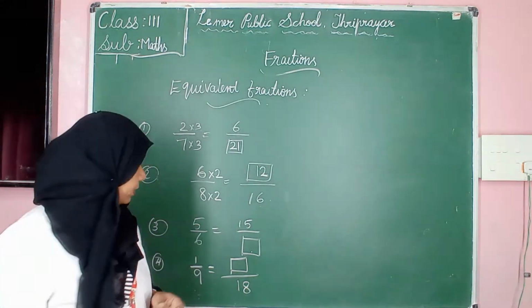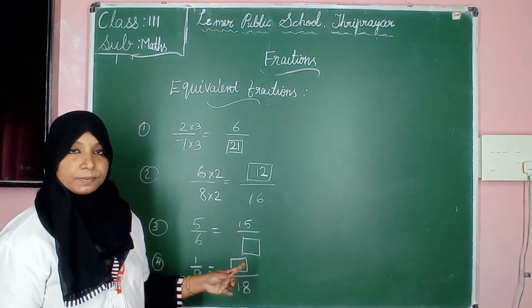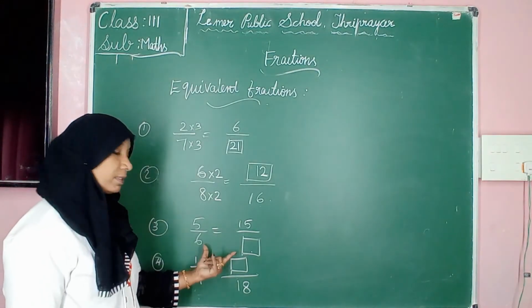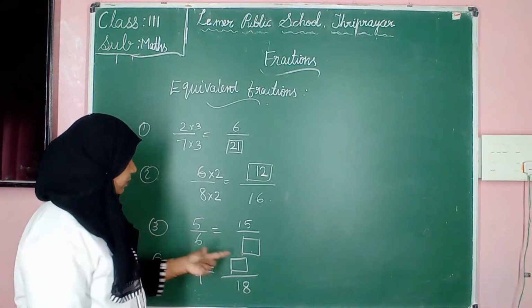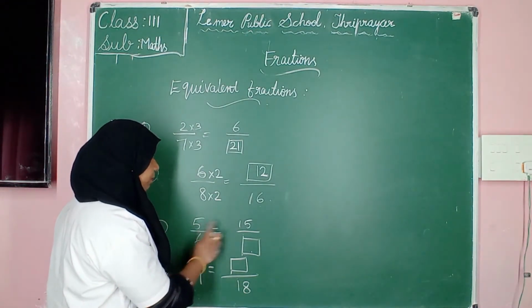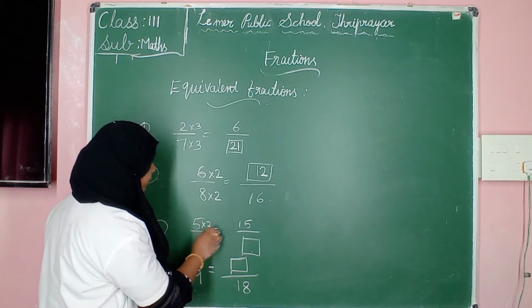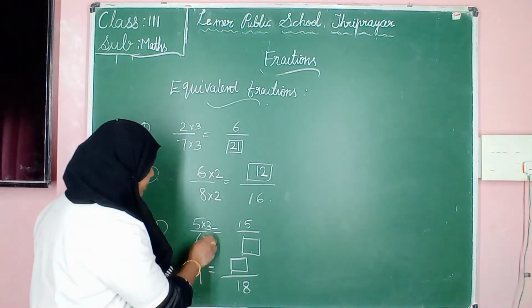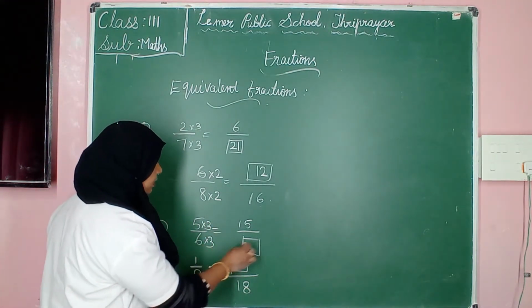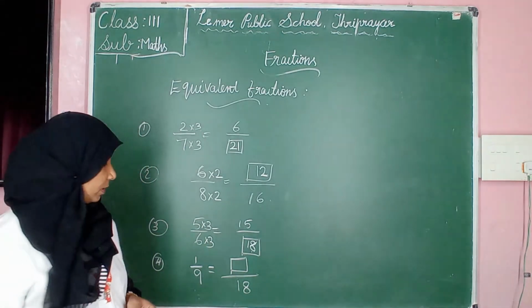Okay, children. Third question. 5 by 6 equals 15 by dash. These two fractions are equivalent, but one denominator is missing. So first you check how 5 becomes 15. We know 5 into 3 equals 15. So, 6 into 3. What is 6 into 3? 18.